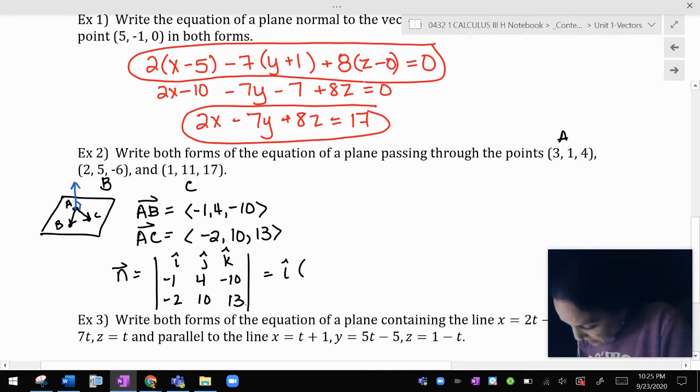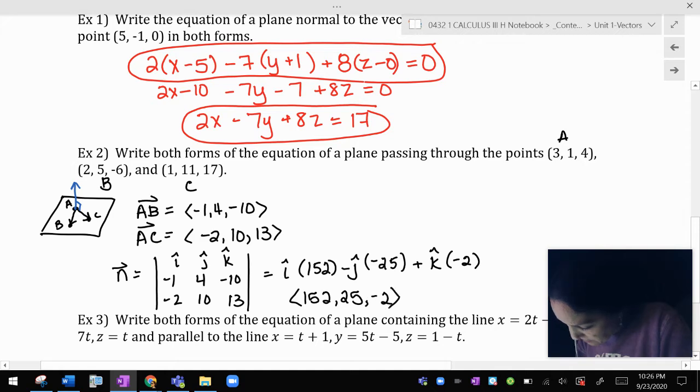So it's going to be i times, what's that going to be? 52 minus -100, so 52 plus 100. Okay, wow, that's big. So 152 next to the i minus j times -13 minus 20, which is going to be -33, plus k times -10 plus 8 is -2, which gives me the vector 152, 25, -2. All right, I can deal with that.